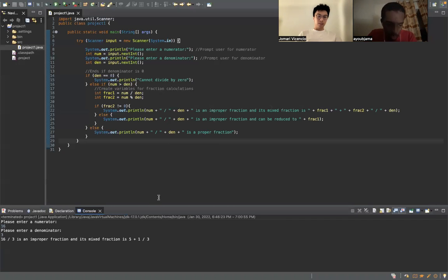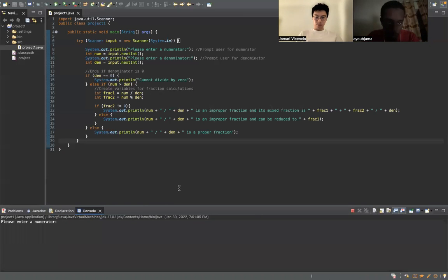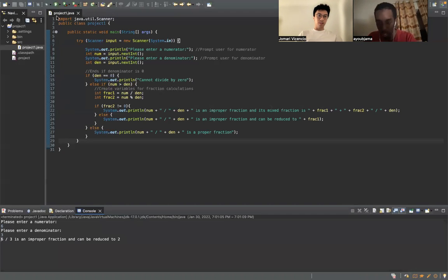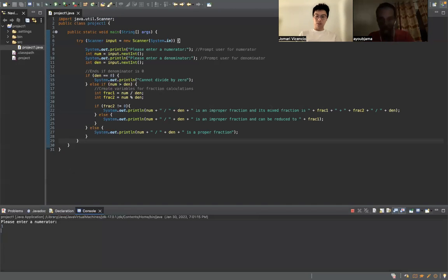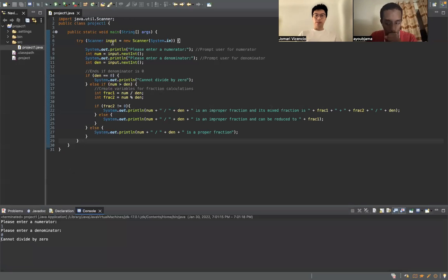So the examples that were provided for us were 16/3. That's an improper fraction. Convert it into a mixed fraction. And then 6/7. That's a proper fraction. And then 6/3. That can be reduced to 2. And then this wasn't an example, but put 1 divided by 0 and then cannot divide by 0. And yeah, that's pretty much it. I also put in this try statement over here just to fix a memory leak. I don't know what it does though, so yeah. Okay, that should be good.